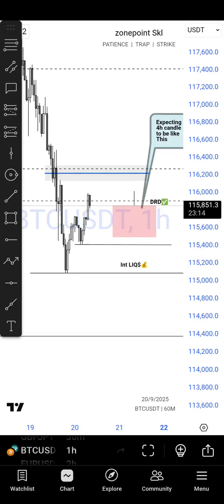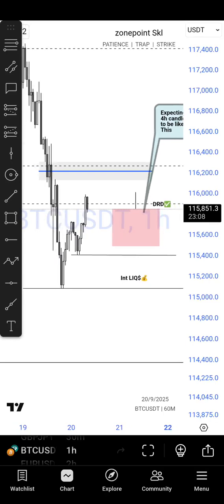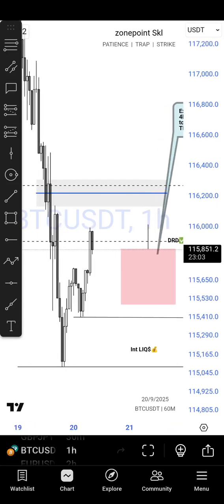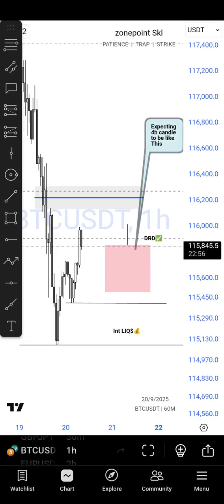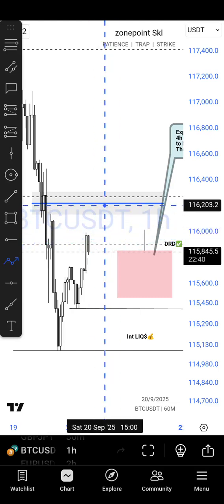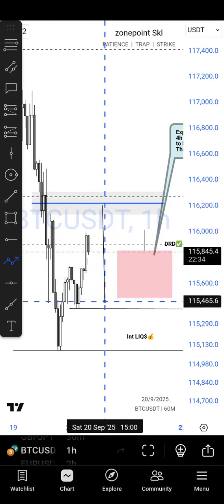But since we already have daily reject daily on this, and this 4 hours break, it opened and closed above it. Since we have daily reject daily here, and this 4 hours close above this daily rejection, some people may want to go, let's say the price may want to go bullish here for a little while to come and enter this inefficiency level, to balance this inefficiency level before coming down.